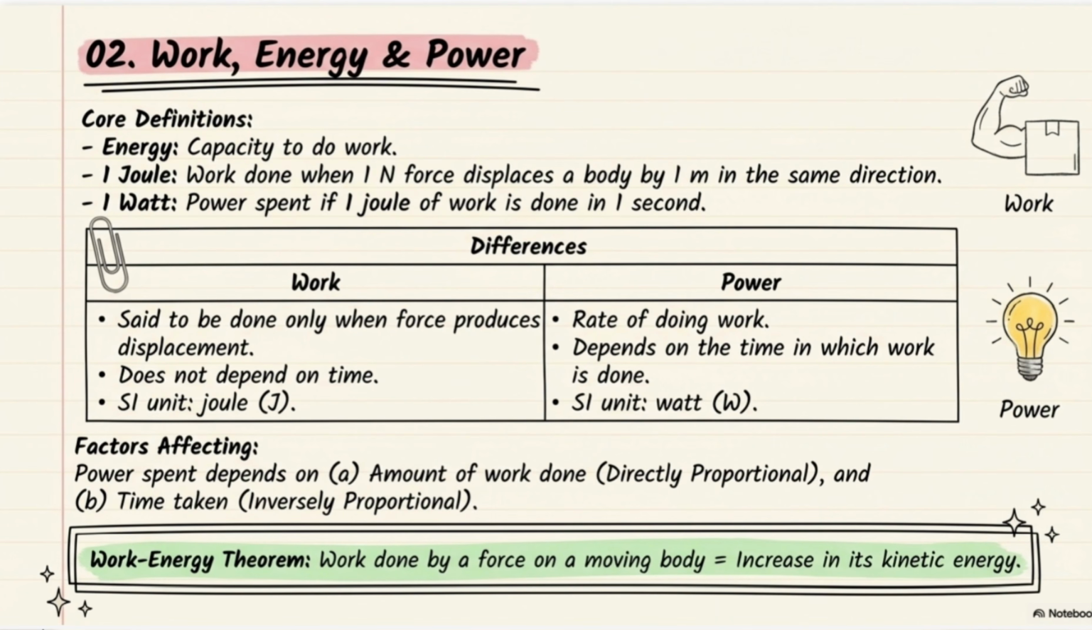Now let us revise energy. Energy is the capacity to do work. Two very important forms of energy are kinetic energy and potential energy. Kinetic energy is the energy possessed by a body due to its motion. The formula is kinetic energy equals half mv square. Potential energy is the energy possessed by a body due to its position. The formula is potential energy equals mgh. These two formulae are extremely common in board numericals.